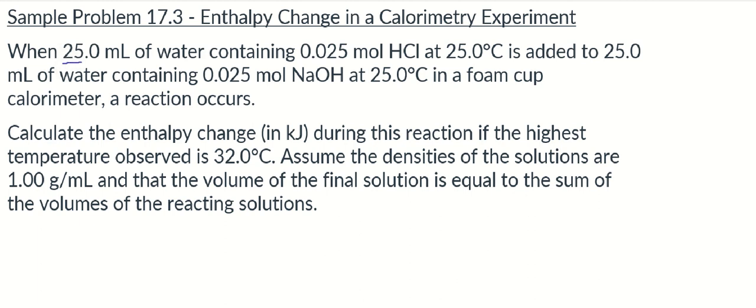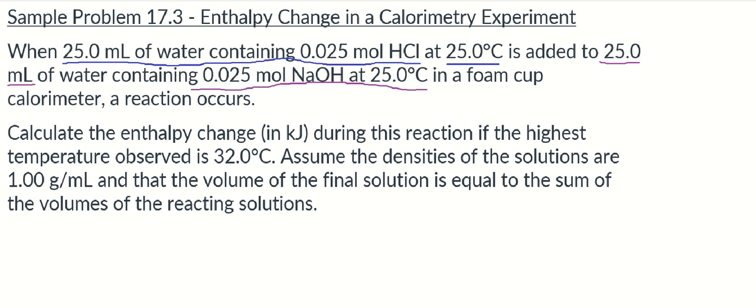We are adding 25 milliliters of water which has hydrogen chloride in it. So we're adding 25 milliliters of this dilute hydrochloric acid solution, which is at 25 degrees Celsius, and we're going to add that to 25 milliliters of sodium hydroxide solution at the same temperature. So we're mixing an acid and a base. This is going to be a neutralization reaction.